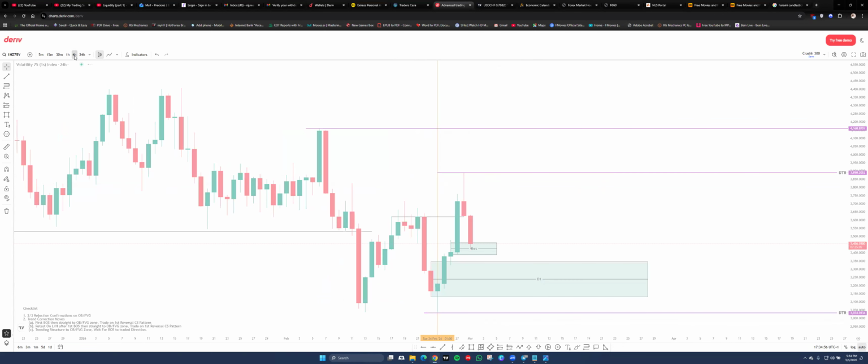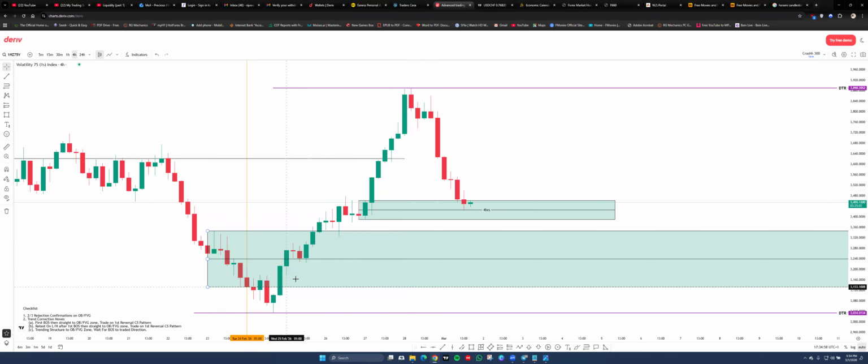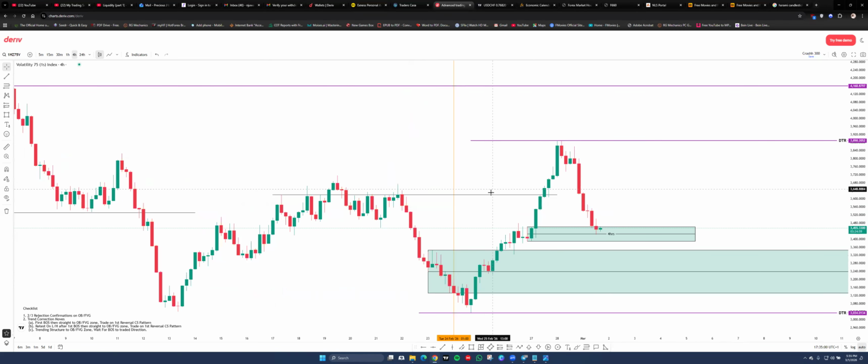Let's break it down to 4 hours and see what we have within that range. Within that range, we're looking for areas of interest at our discount zones, right? All the fair value gaps in this area have been invalidated, except for this other block here. This was the last order block before this break of structure here, right? So let's see if this order block is going to hold.